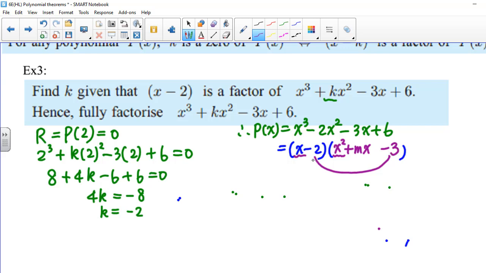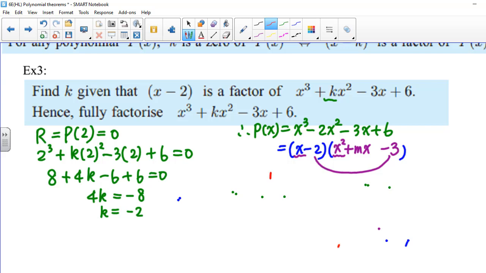Then I can expand this binomial times this trinomial to make two polynomials equal in order to find the m value. This is the method we learned in 6D. But you also can just use long division or synthetic division to find this factor. So this time we try to review the synthetic division. I will use the synthetic division.